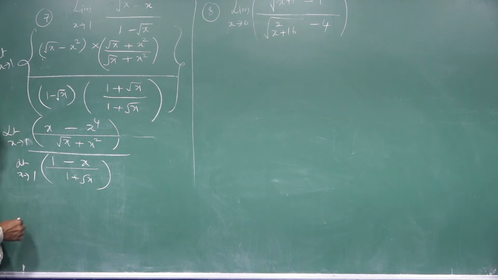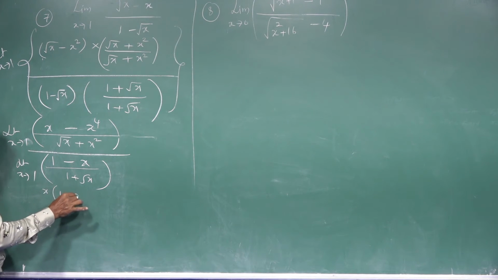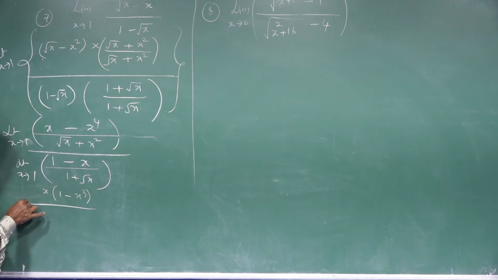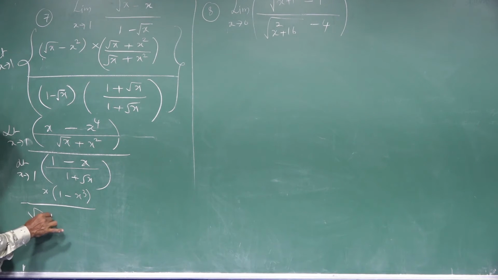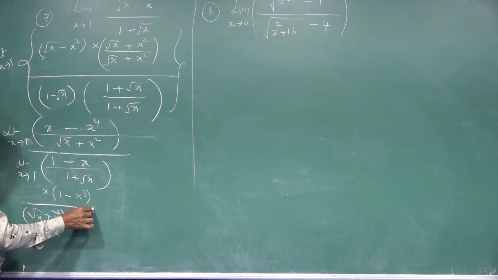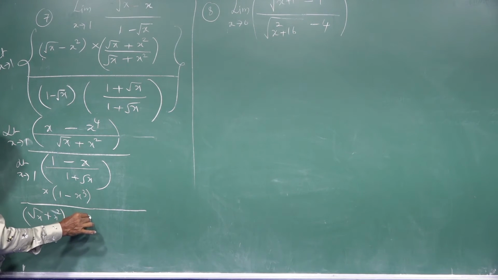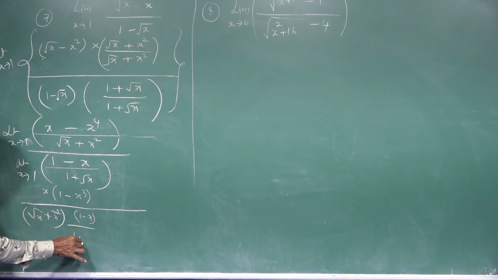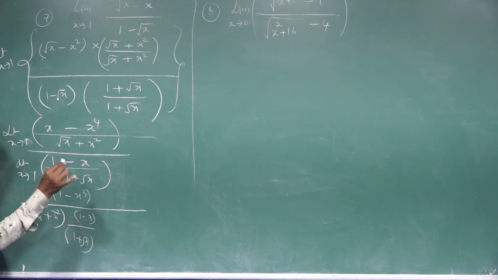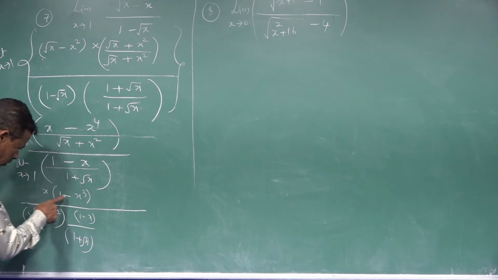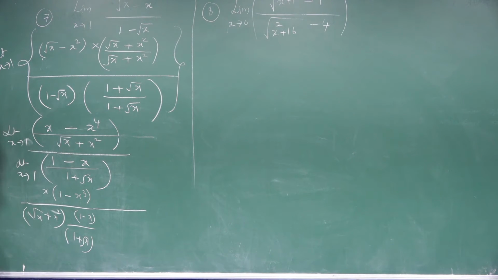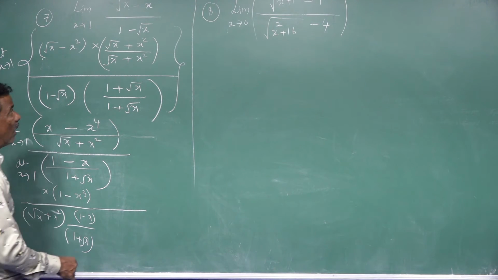Then here x is common, x multiplied by 1 minus x cube by root x plus x square. This is as it is. Here this also as it is, 1 minus x by 1 plus root x. After this, 1 minus x cube is a cube minus b cube, the a cube minus b cube formula.